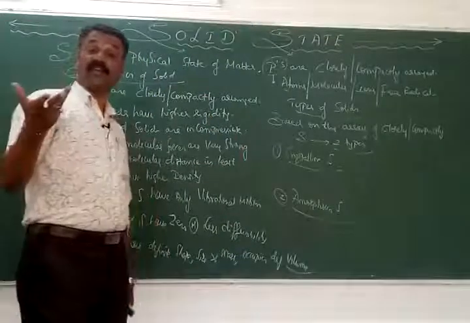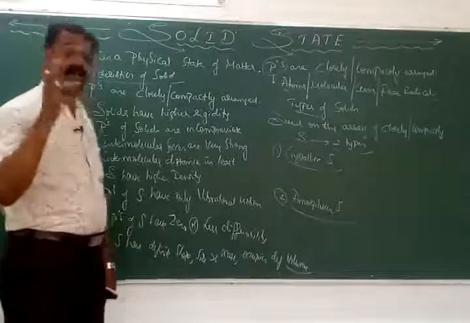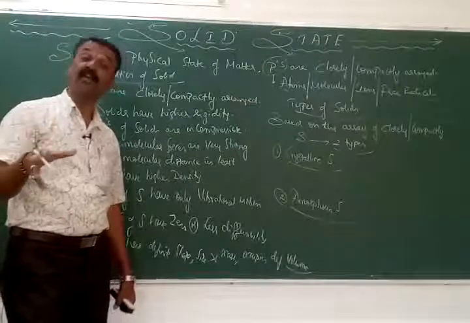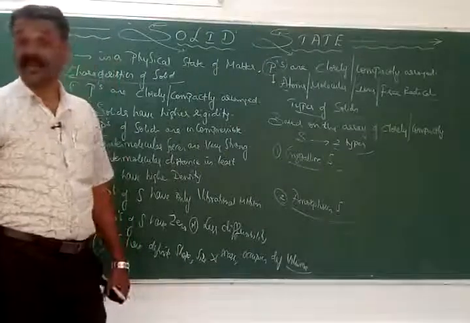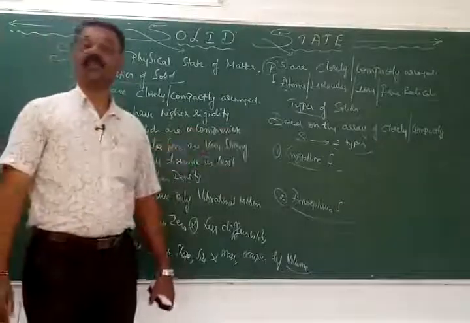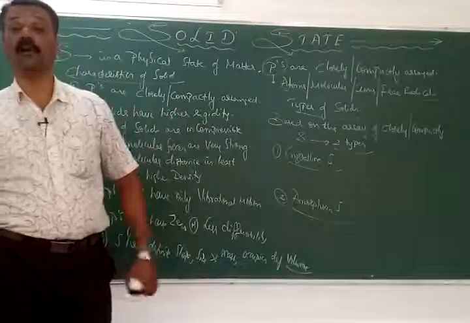First, what are solids? Solids is a physical state of matter wherein the particles are closely and compactly arranged with a higher rigidity. Even with higher rigidity, with the same close and compact arrangement, if it is found to be a regular arrangement, then it is the crystalline solids. If it is found to be an irregular arrangement of the same, it is found to be the what? Amorphous.